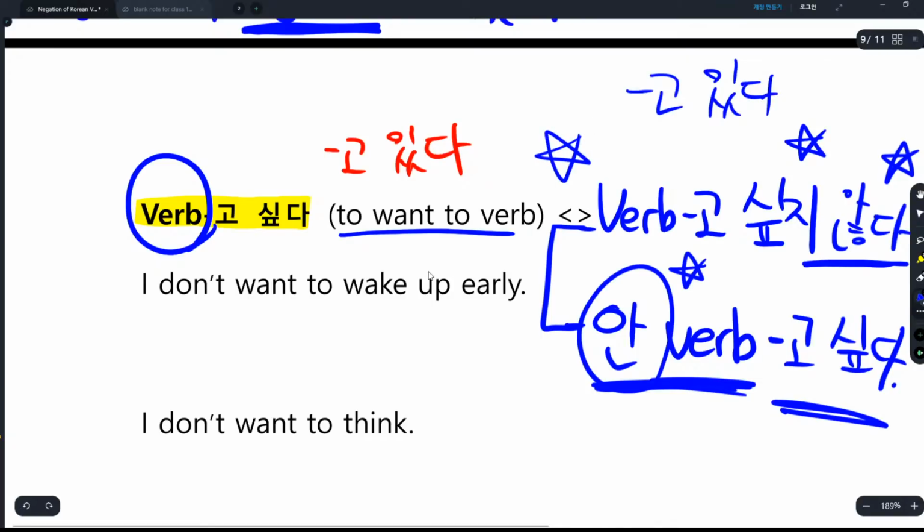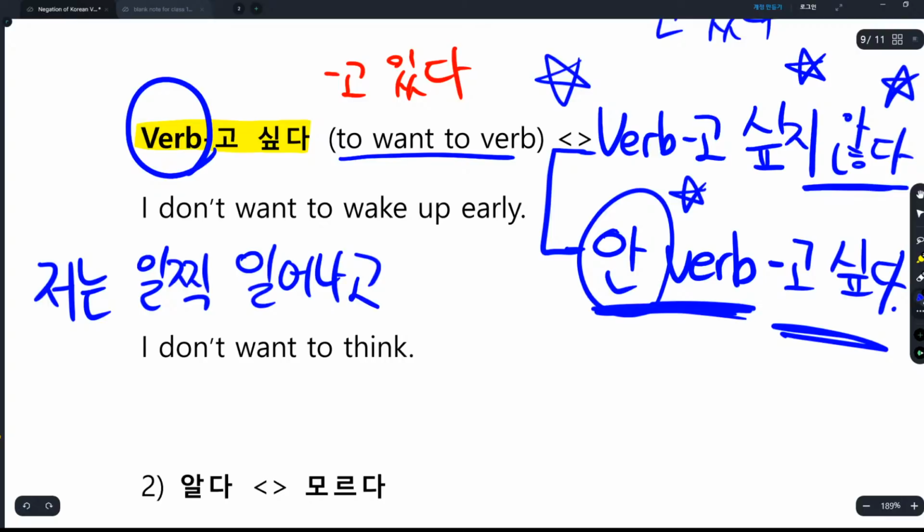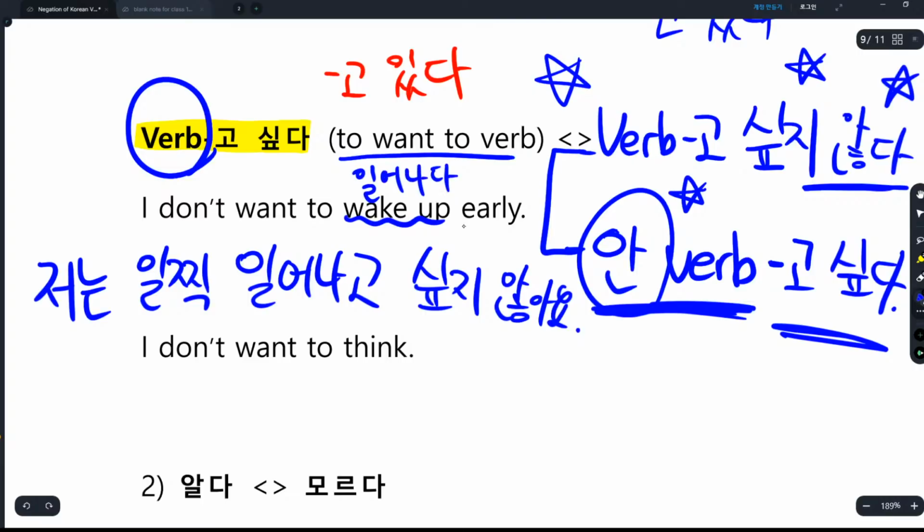So I don't want to wake up early would be 저는 일찍 일어나고 싶지 않아요. Sorry, I'm going a little too fast. This is for low to mid beginner level learners, and I think I'm going a little too fast, so I'll just slow it down. So wake up is 일어나다, guys. And early is 일찍. Oh, early is an adverb, so you can put it at the front part as much as possible, right?